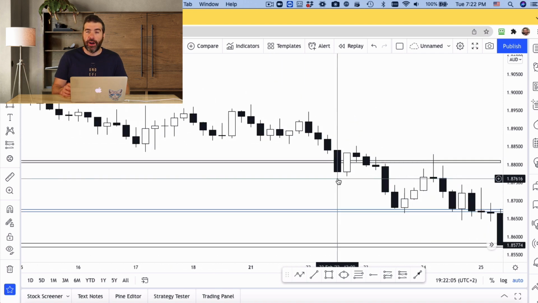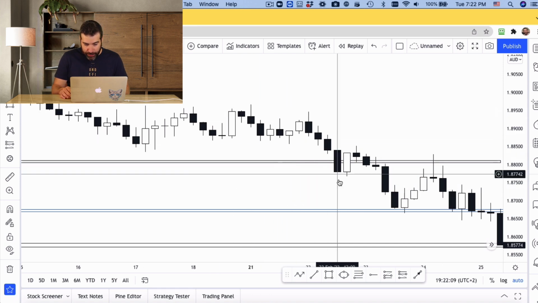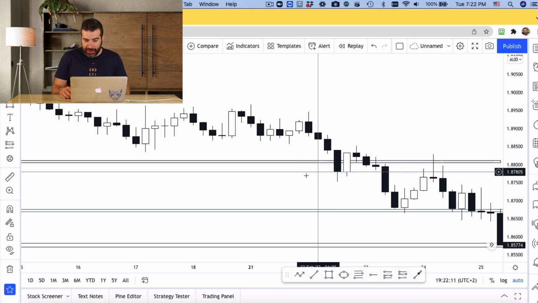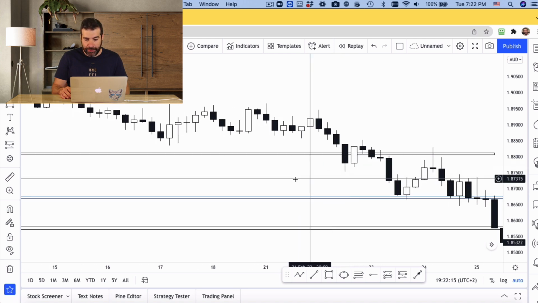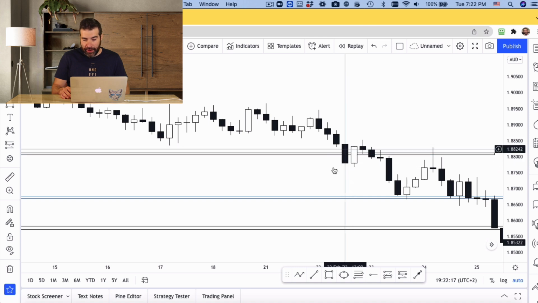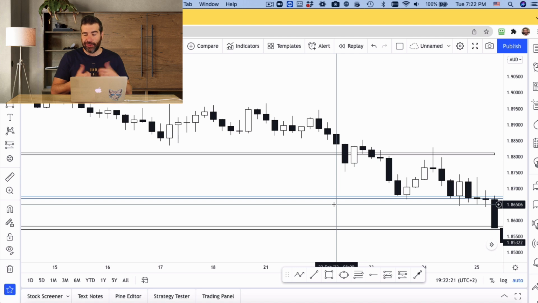So let's look at the 4 hours and see if there were any opportunities over here. Now, it broke through. It's possible to even say that that wasn't a real breakthrough because it's just one candle. So it broke through, went back up on the next candle, but then broke through again. So it depends on your risk appetite.